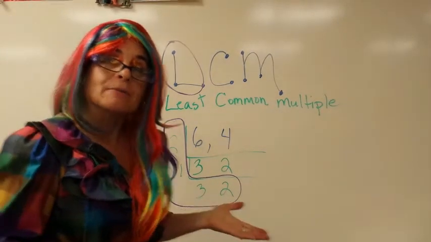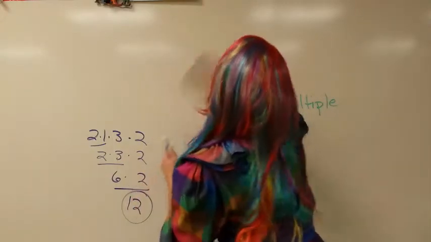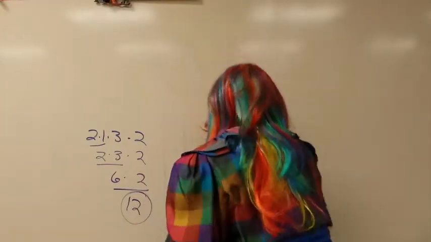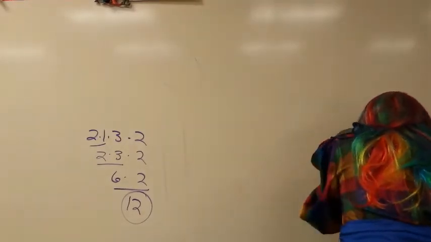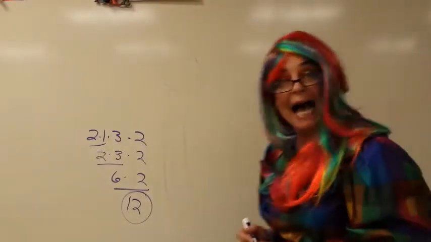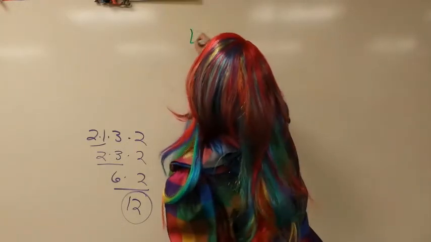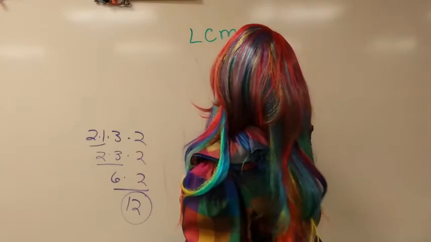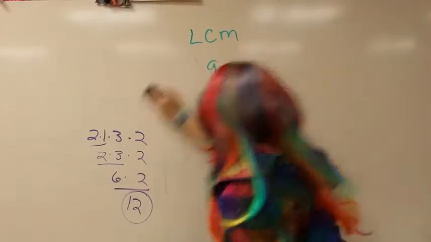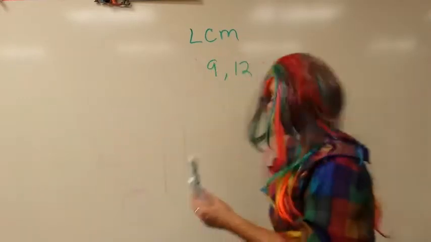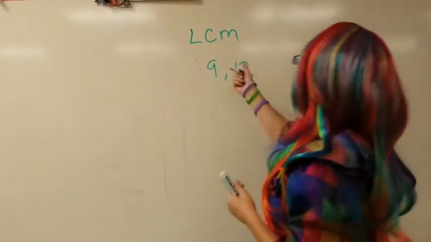Shall we try another? Okay, let's look in the book and see another one we can do. Oh, I have a good one. We're going to do 9 and 12. Let's find the least common multiple of 9 and 12.